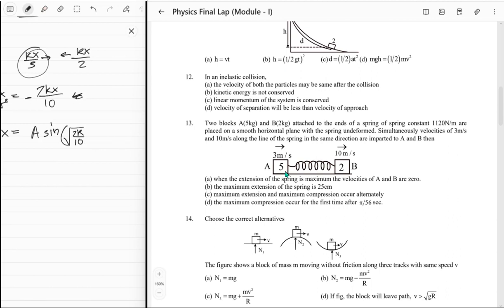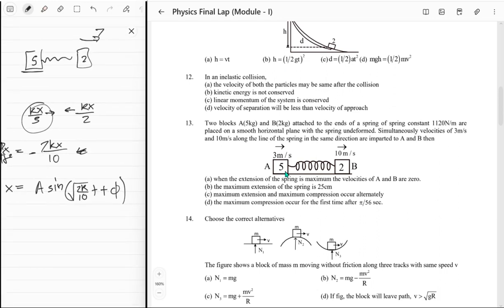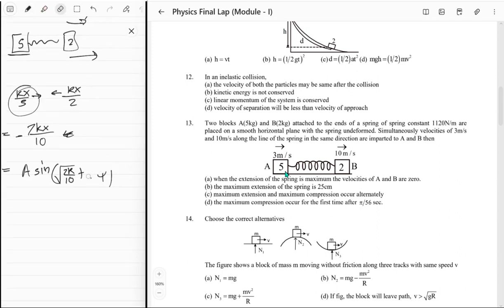And then this times t plus some initial angle, whatever. Initially, what is it? Initially it's x 0, and it goes like this, so I guess it's phi equal to 0. Make sense? It should. Okay, so the maximum extension and maximum compression occur alternately. Maximum compression occurs for the first time after pi upon 6.